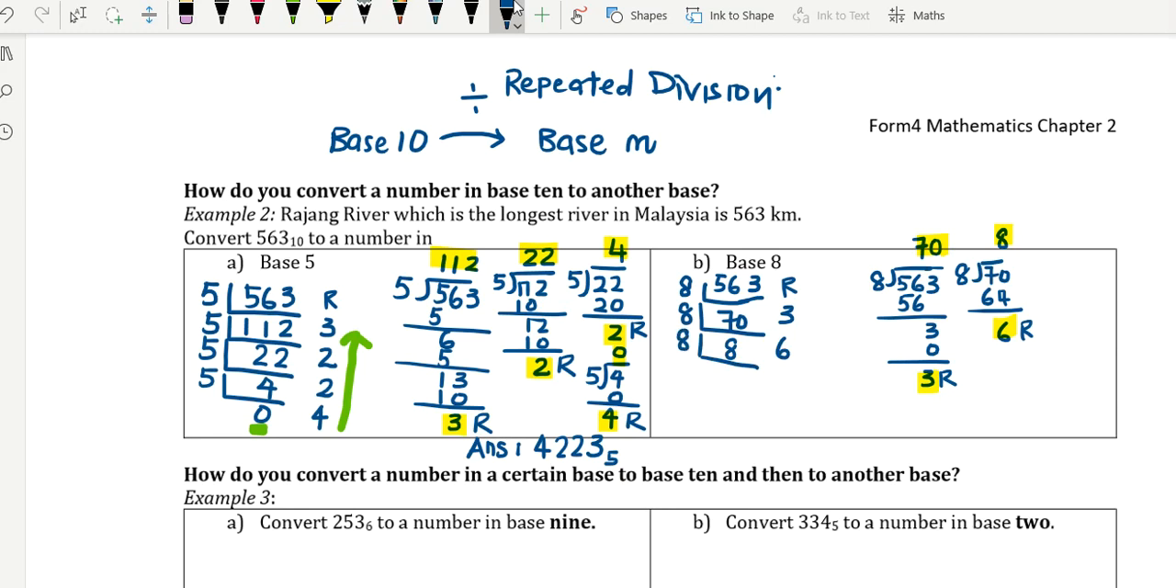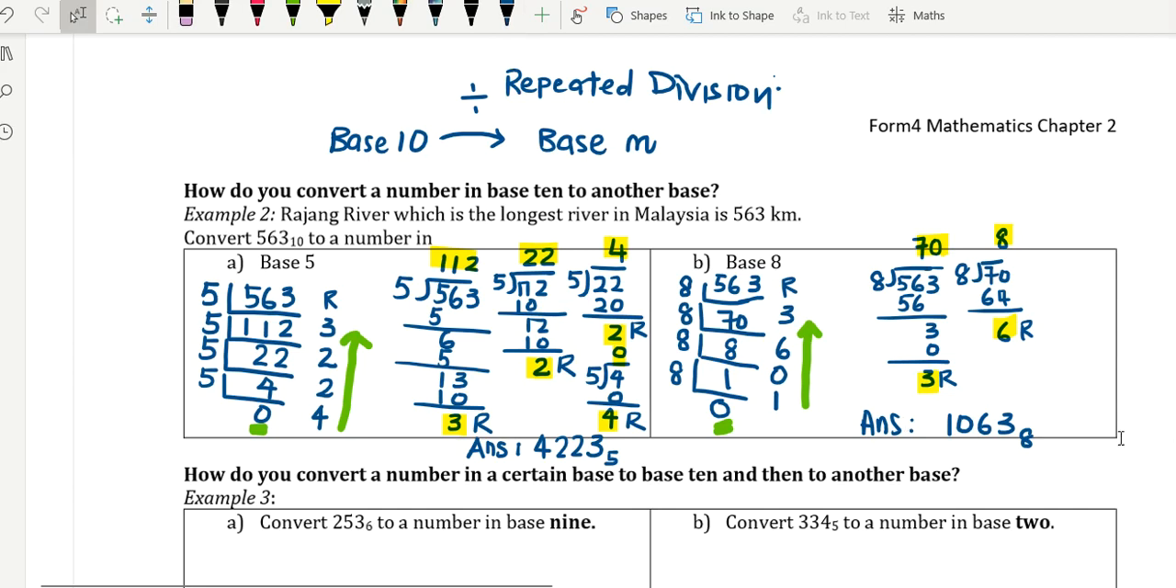So 8 times 1 is 8. Any remainder? No remainder, you have to write down 0. Continue until you get 0. 8 times 0 is 0. Any remainder? Yes, the remainder is 1 here. Then you stop here because you have got 0. You read your answer from the bottom up. Final answer in base 8 is 1063 base 8, bottom up: 1063.